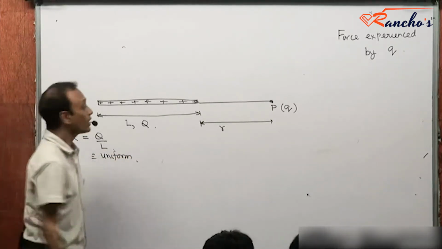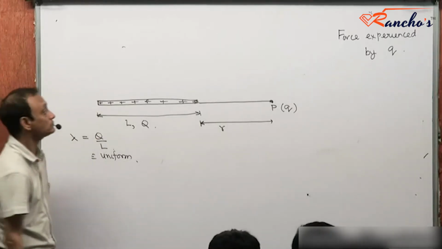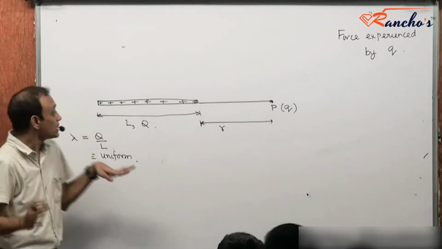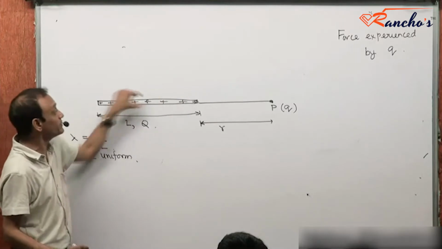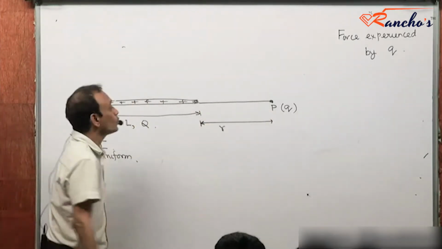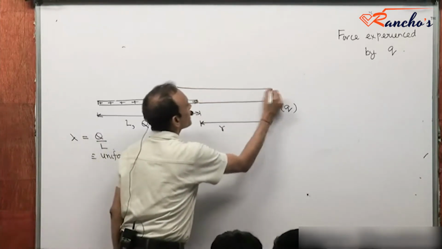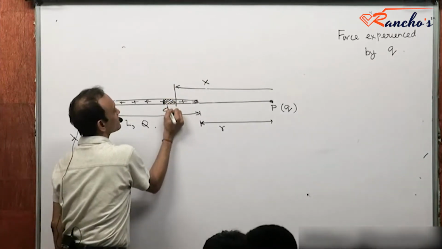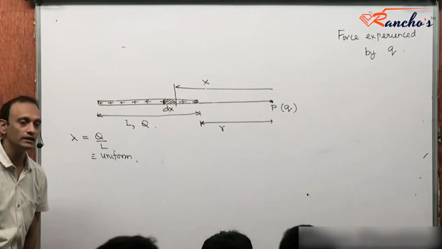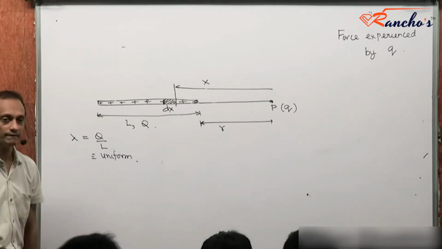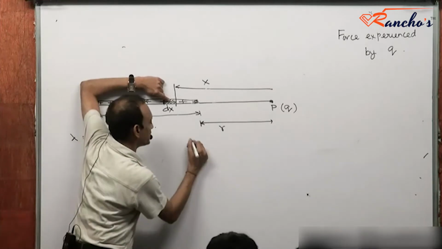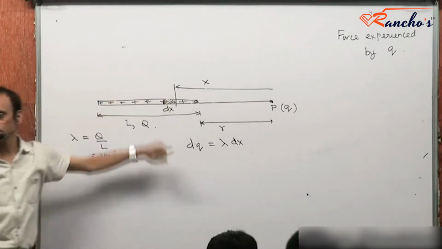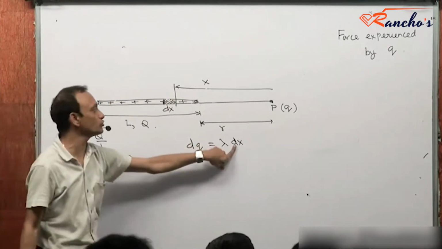If there was only a point charge, then I would know k small q into capital Q by the square of the distance. But now this charge is over a length. Different charge elements are at different distances from P. What I choose to do is, at a distance x from P, I choose a small element dx. What's the charge on this element dx? Lambda into dx, charge per unit length into length.